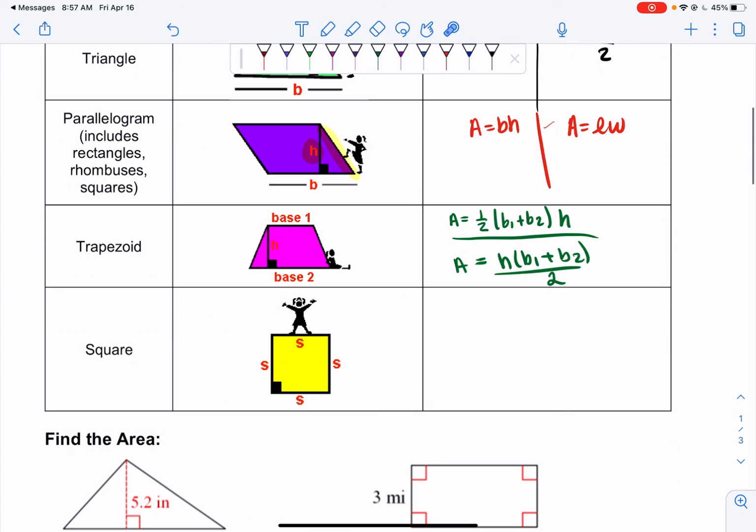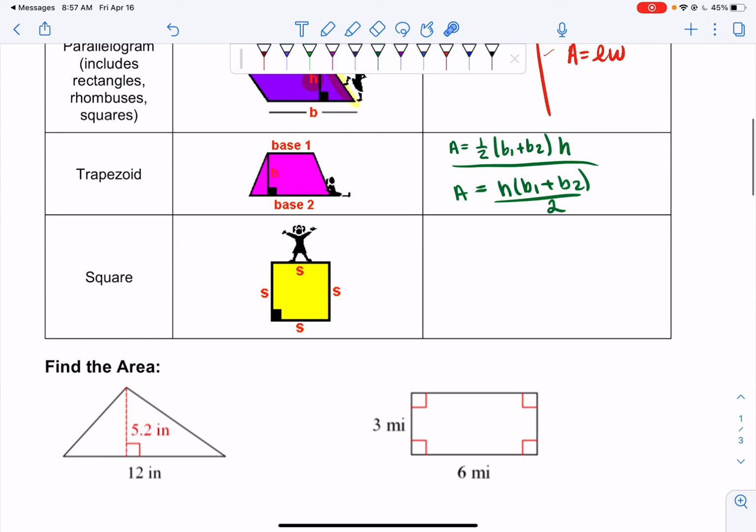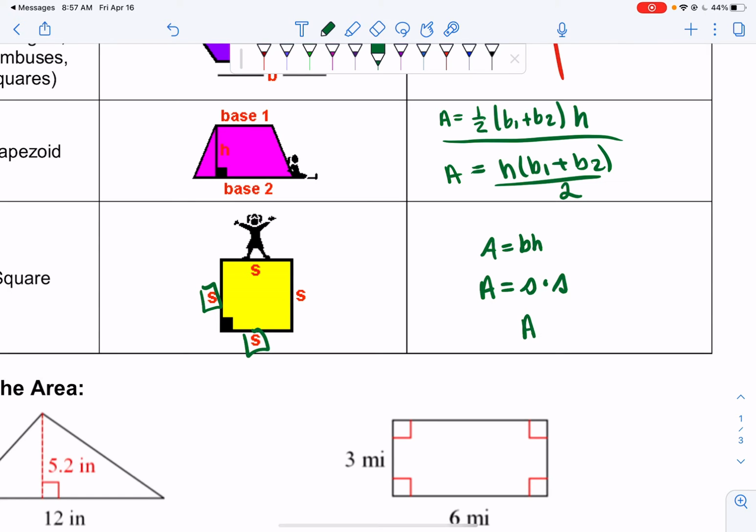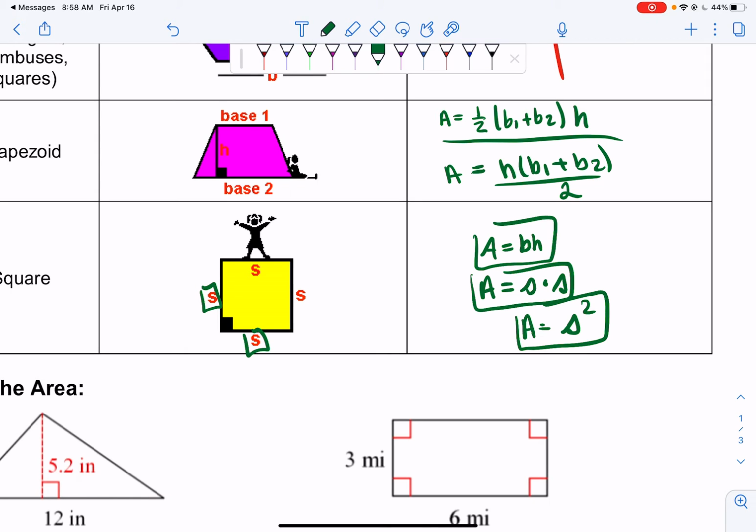So now let's go on to the square. There are 3 ways to write your formula for the square. I can write it as base times height. I can also write it as S times S. Or I can just write it as S squared, where I basically take my side and square it, because I know all the sides of a square are congruent.